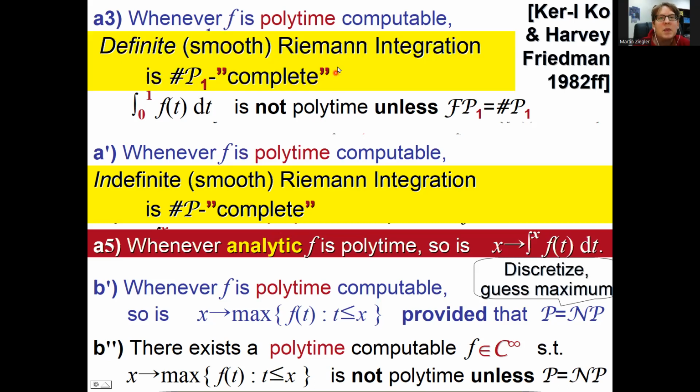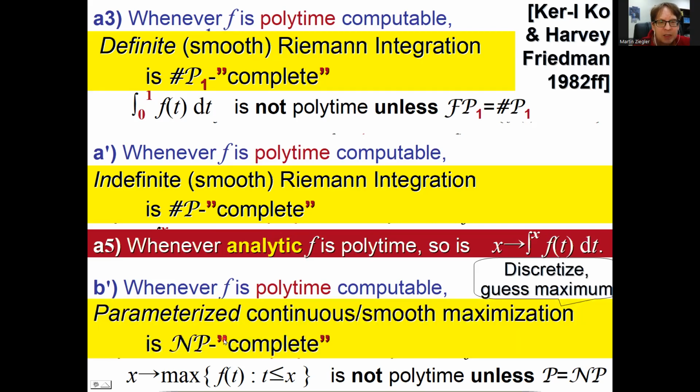So let's similarly summarize the complexity result for definite Riemann integration as #P1-complete, but with these quotes to emphasize. And remember that smoothness does not help unless we proceed from smooth to analytic. And the last, about maximization being NP-complete, we also summarize in this sense. That will make talking easier.